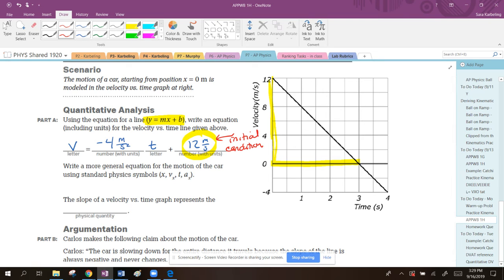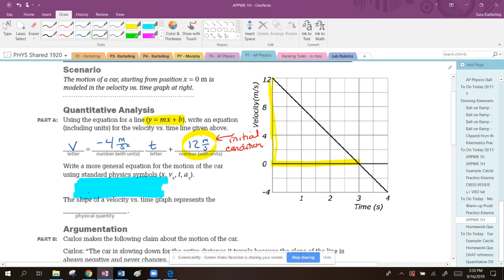It says, write a more general equation for the motion of the car using standard physics symbols. So what might fit into this space? I don't know if you recognize that you needed to fill this space with an equation. So we're going to use x, v, t, and a. How would you do that? Did you fill in one there? Or did you not yet fill that in? What would it be? Don't overthink it. Don't overthink it.